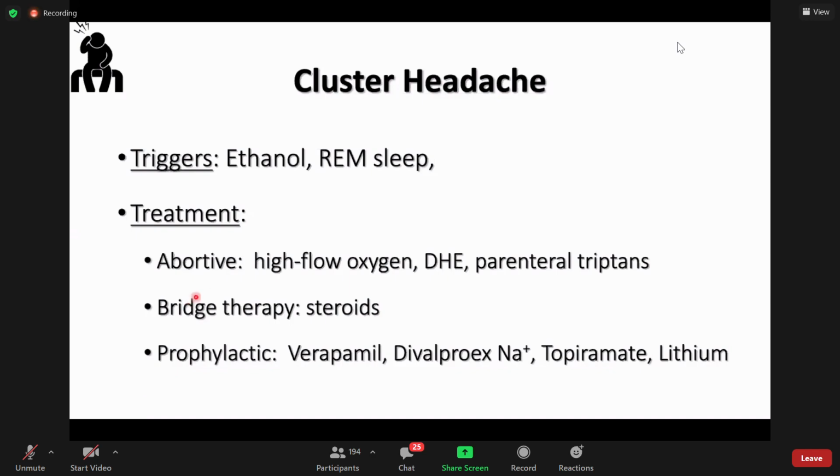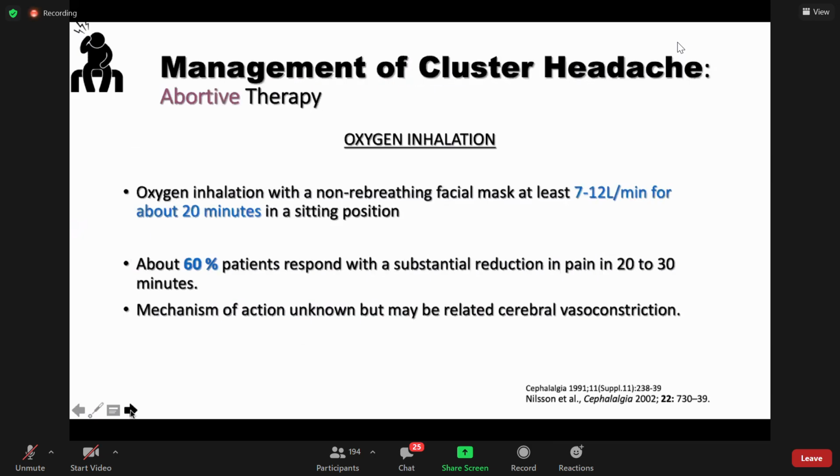The treatment may be abortive, bridge therapy, or prophylactic. Now, oxygen inhalation with a non-rebreathing mask, 100% oxygen, 7 to 12 liters per minute for about 20 minutes in the sitting position may abort the headache. The mechanism is not known. Unfortunately, only 60% of patients may respond to this treatment.